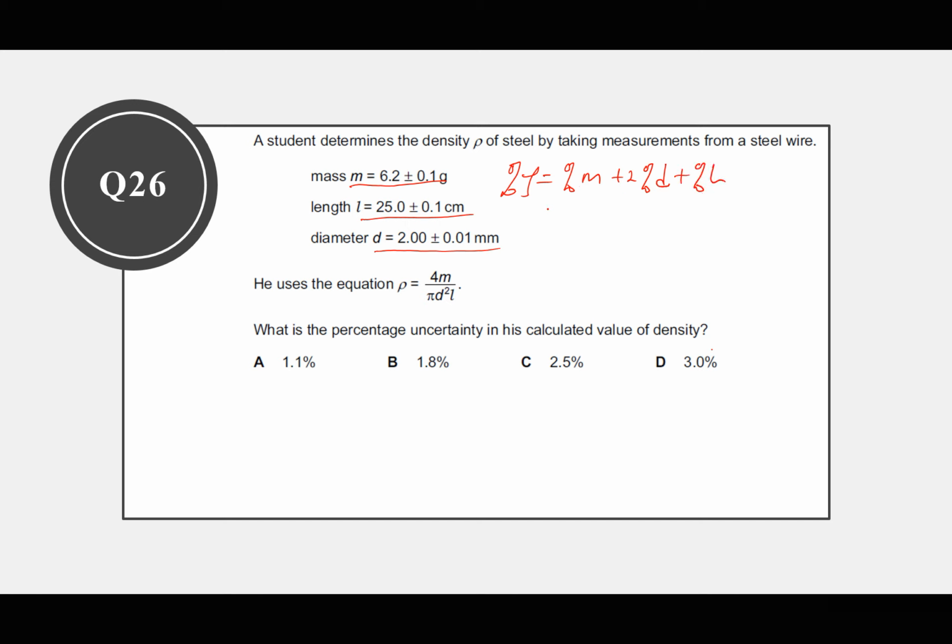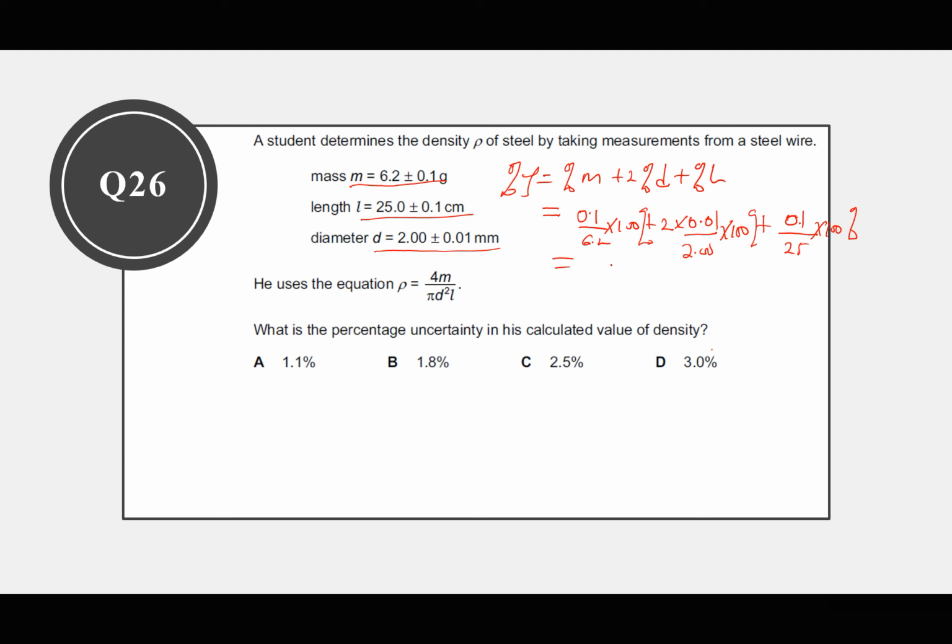We ignore the 4, plus twice the percentage uncertainty in D because D is squared, plus percentage uncertainty in L. So for mass this will be 0.1 divided by 6.2 times 100. It is percentage in mass. Plus for D, this will be 0.01 divided by 2.00 times 100%. That is percentage in D. Then for L, it will be 0.1 divided by 25 times, of course, 100. That is percentage for L.